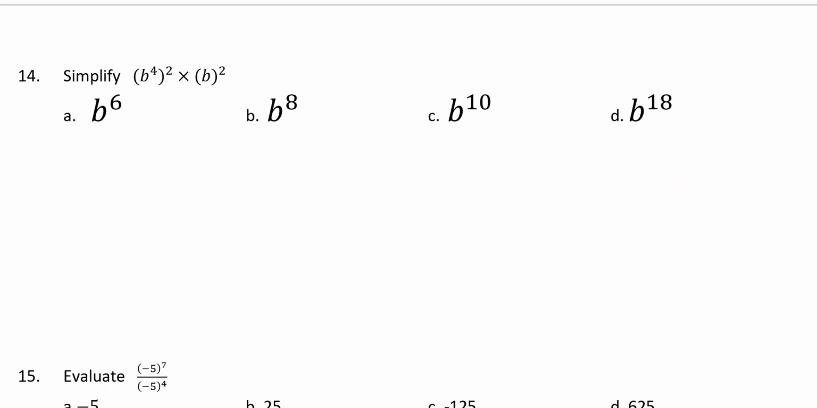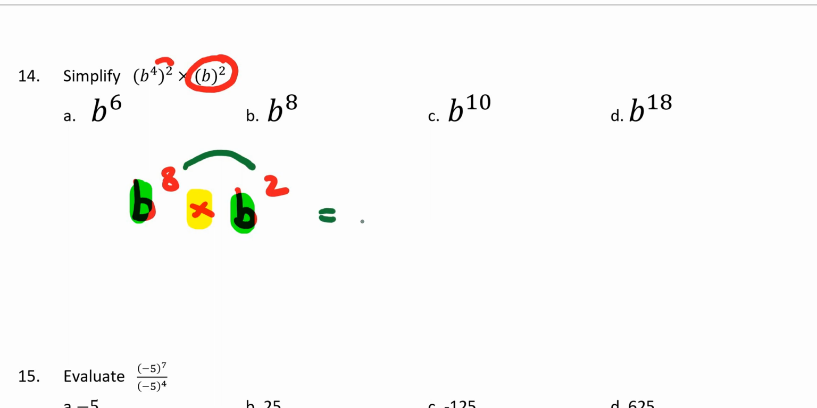All right, let's go to question number 14. What I noticed is that we have powers and powers, so 4 times 2 is going to be 8, so b to the power of 8 times, and then this right here is just b squared. And now if you're multiplying and the bases are the same, you just add the powers. So what's 8 plus 2? 8 plus 2 is going to be 10. There you go.